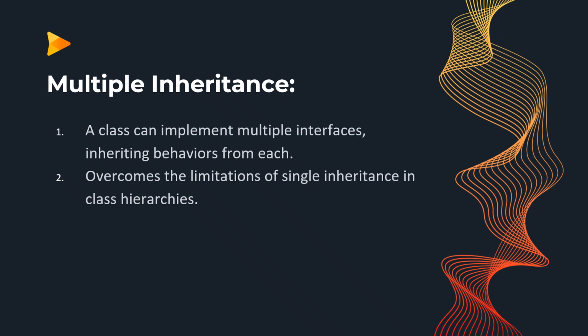Now, I have told you about multiple inheritance. Multiple inheritance means one child has multiple parents. If you haven't watched that inheritance video, then go and watch that video. So multiple inheritance, we have understood all these things. A class can implement multiple interfaces, inheriting behavior from each. So there will be more than one parent, and it overcomes the limitation of single inheritance in class hierarchies.